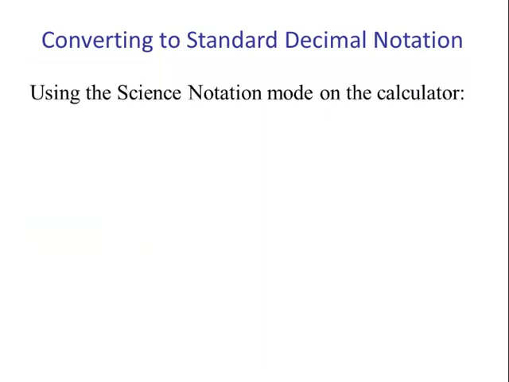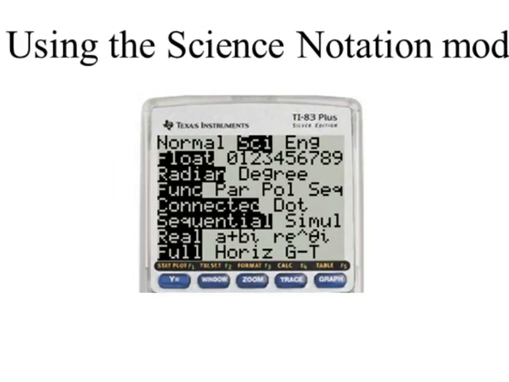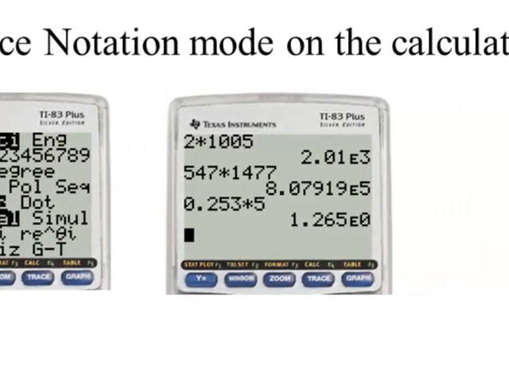Using the scientific notation mode on the calculator, if you hit mode, change it from normal to scientific, it will always display all numbers in scientific notation. So for example, if you take 2 times 1005, it will write the answer in scientific notation, 2.01 times 10 to the 3rd power. The next one would be 8.07919 times 10 to the 5th power.